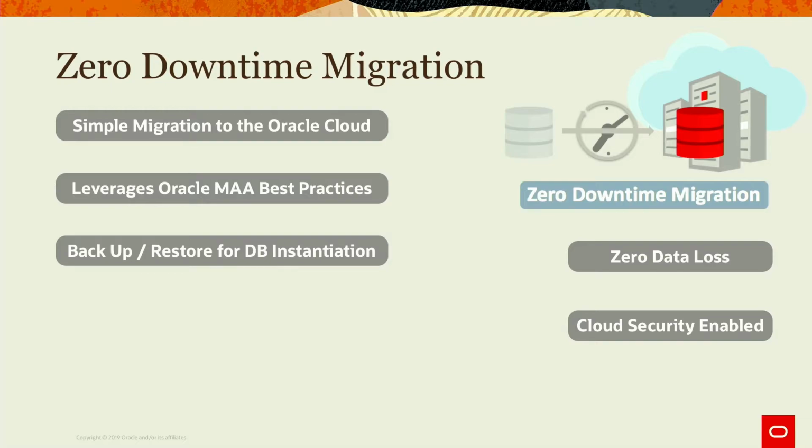We worked alongside the Maximum Availability Architecture team, so they were responsible for testing the product, breaking the product, and then we had to fix it again and give it to them. Until today, it's fully MAA approved and compliant with the best practices of MAA. The first version of Zero Downtime Migration uses backup and restore for database instantiation, and I'll explain the process in the future. And it has zero data loss and full cloud security enablement.